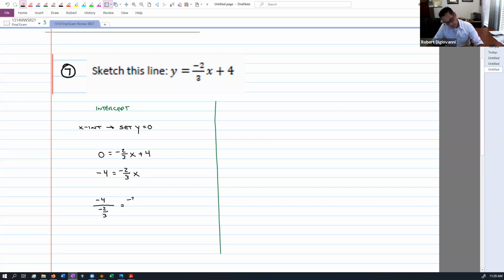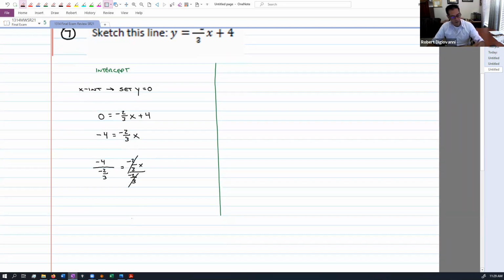When I divide the right side by -2/3, it goes away. That's why we do it. And then I have x equals, now this is the part I think can be tricky. -4 divided by -2/3. You have to look at that as being -4 over 1 divided by -2/3.